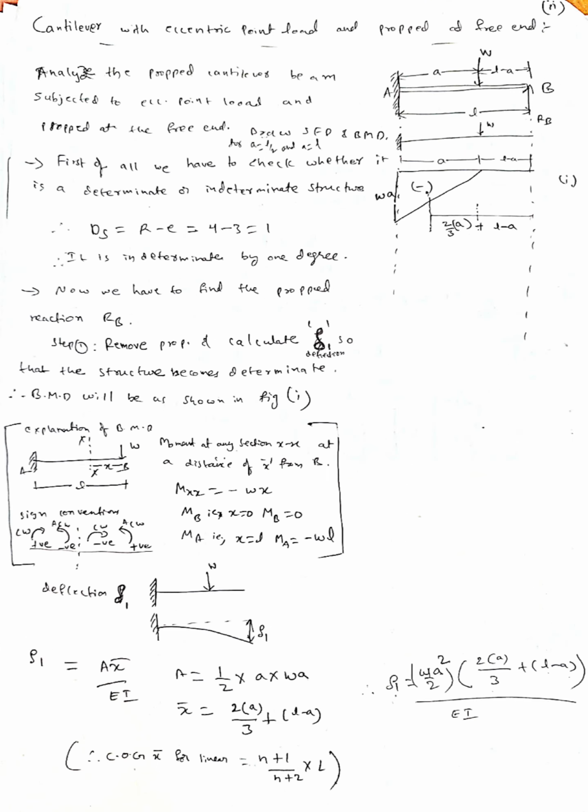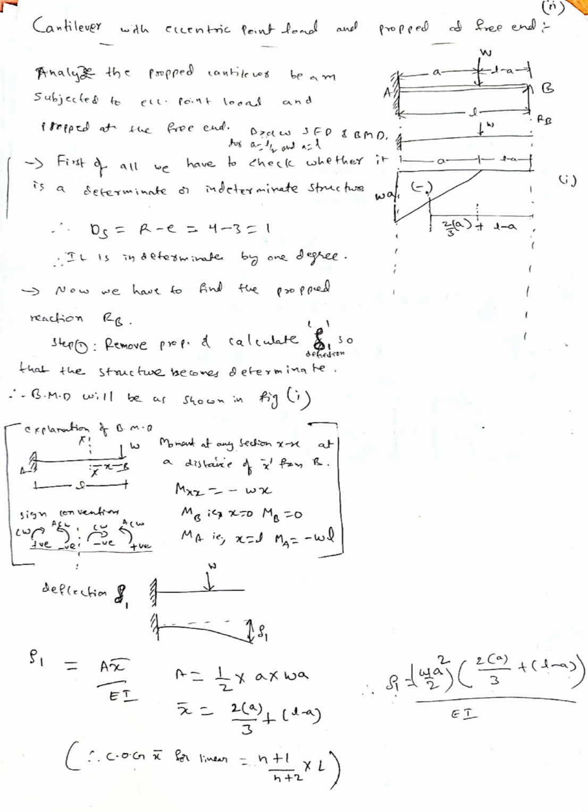When A equals L, that means the point load is at B. Now we need to substitute A equal to L in the RB equation. Then if we solve it, we will get RB equal to W. So SFD and BMD will be straight lines. When A equals L by 2, that is when the point load is at the center, substitute A equal to L by 2 in the RB equation. Then we will get RB equal to 5W by 16. So now we can draw SFD and BMD after finding RB.